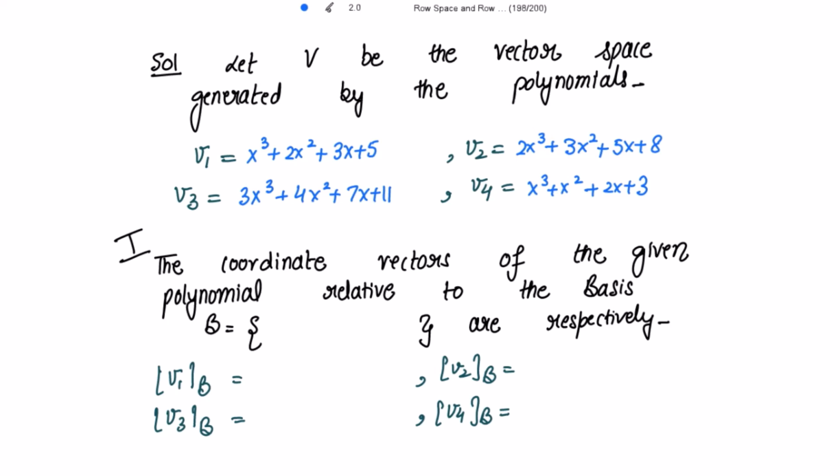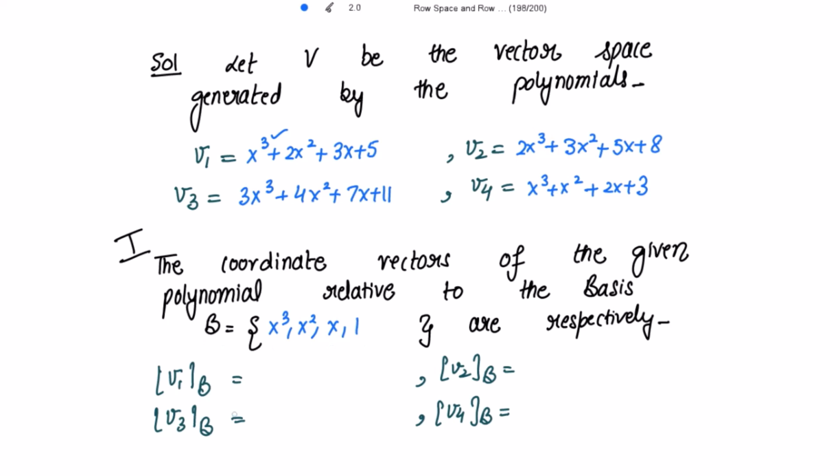Writing the coordinate vectors of the given polynomials relative to the basis. What are the bases? Here the degree is 3, so writing the bases as x cube, x square, x and then 1. So these are the bases. Now writing the coordinate vector for V1 relative to these bases.